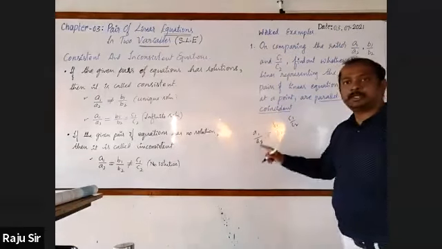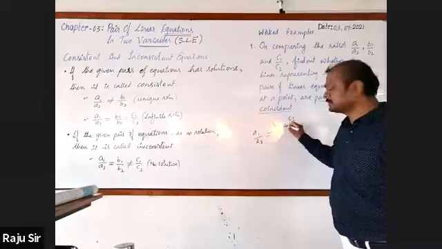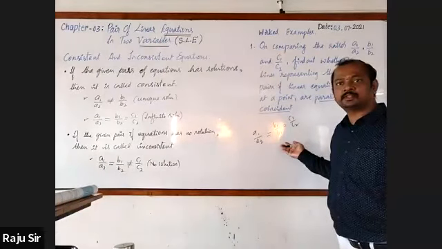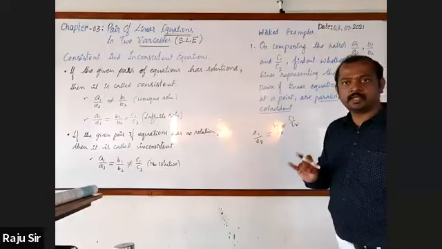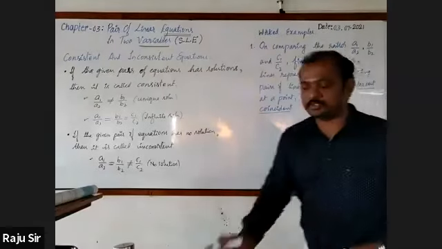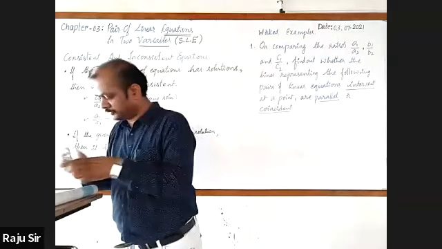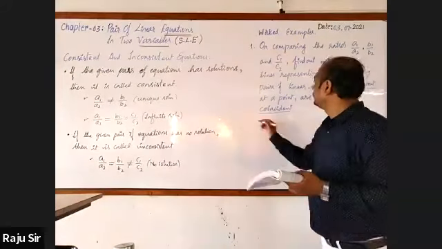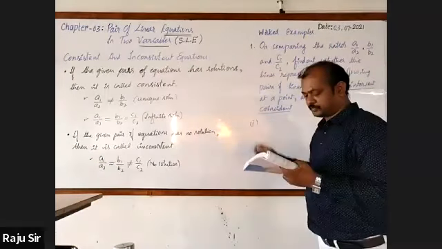Parallel, sir. Then A1 by A2 is equal to B1 by B2 is equal to C1 by C2. Coincident. Clear up? Yes, sir. Now, I'll give you the equation. First equation is like this. It is the first pair of equations.